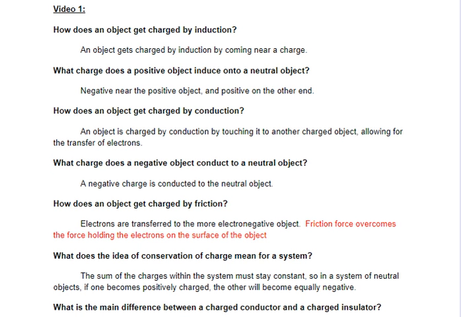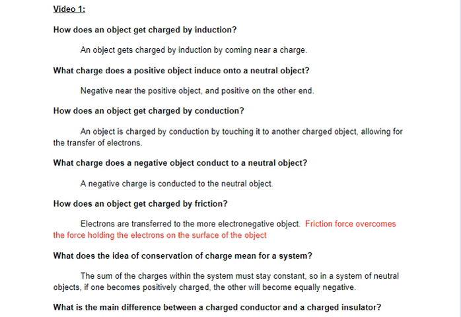How does an object get charged by friction? Electrons are transferred from one place to another, usually by friction overcoming the forces that hold those electrons onto that object. And again, remember, charge is actually conserved. What that means is all we're doing is moving charge, okay? So the idea of conservation of charge means the sum of charges within a system is always constant. So remember, we're moving electrons or negative charges. We don't move the protons. They're stuck in the middle of the nucleus of an atom, so they don't move.